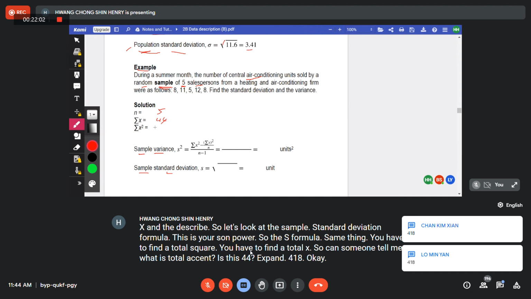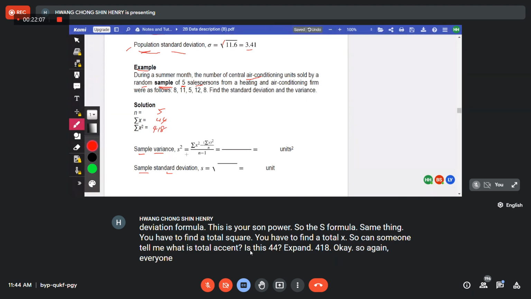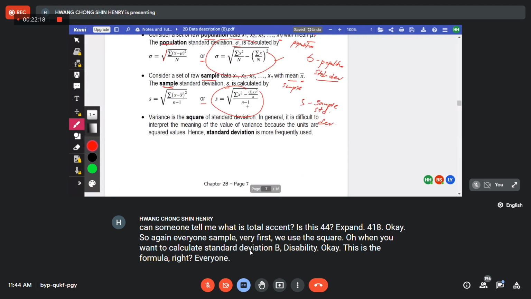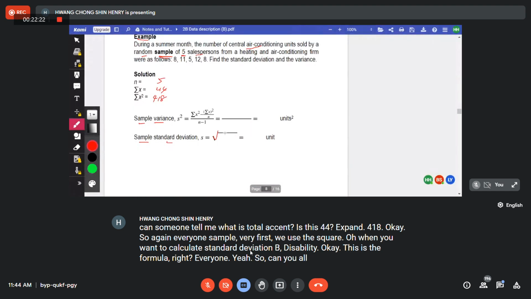Okay. So agree, everyone? Sample variance. So we find variance first, we use the square, or when you want to calculate standard deviation, we square root it. Okay, this is the formula, right, everyone? Here. So can you all calculate for me?